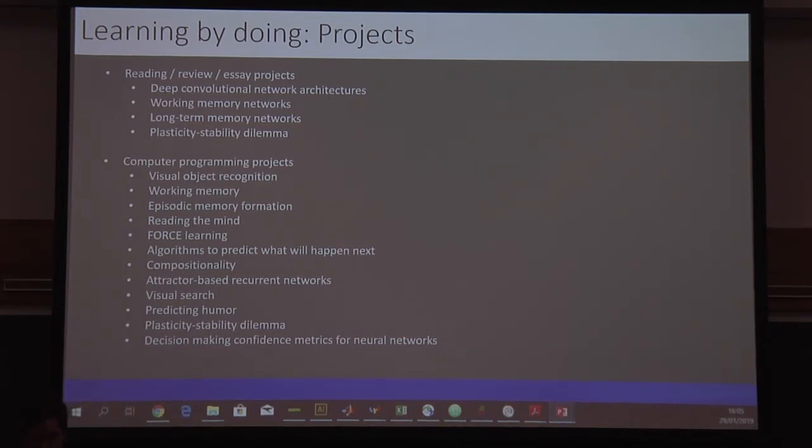For example, in the context of deep convolutional network architectures, one of the questions may be, what are the problems that can be solved by these networks? What are the problems that cannot be solved by these networks, and why? So your goal will be to be writing a review on the latest and greatest on these topics. So these are more about literature review and expressing your views on these topics.